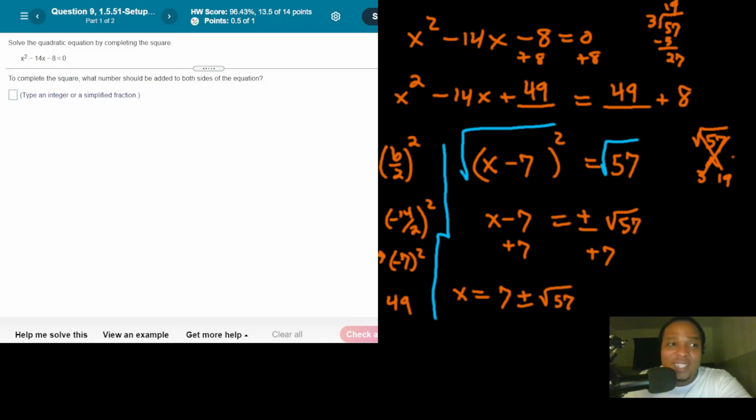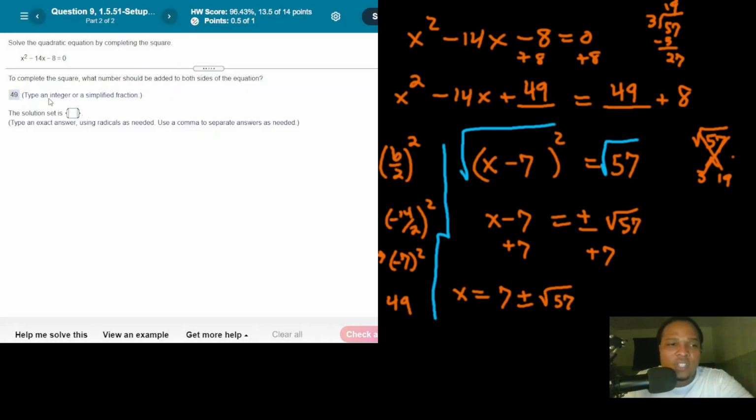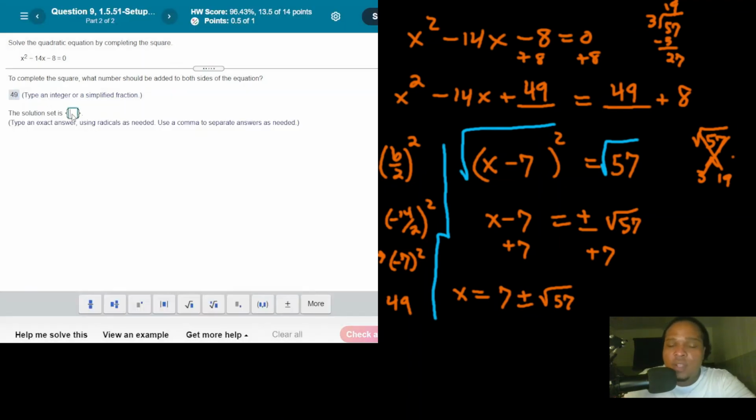But before we jump the gun, it says to complete the square, what number should be added? What did we add? We added 2 49s. So 49 must be added to both sides. Good job. Now, what is the solution set? It's right down here. We have 2 different answers. We have x is equal to 7 plus the square root of 57 and 7 minus the square root of 57. And that's it.